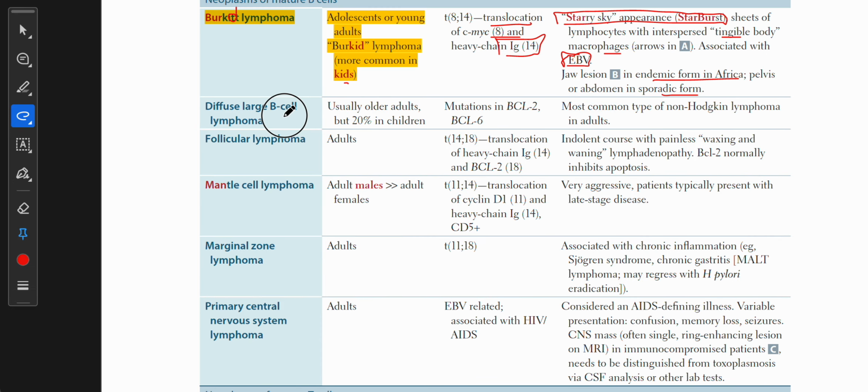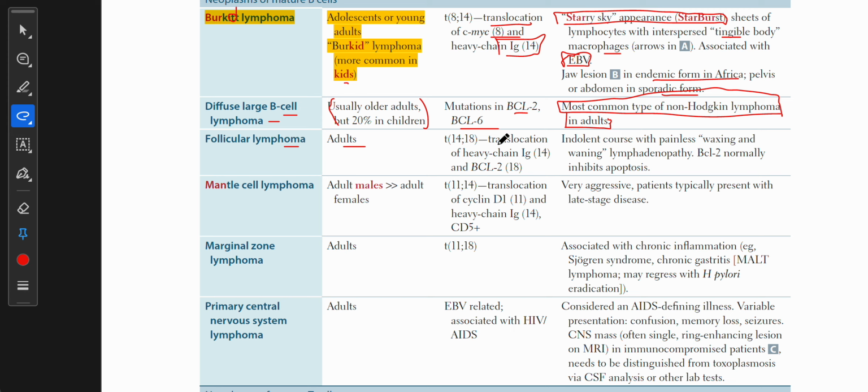Another type is diffuse large B-cell lymphoma. It usually occurs in older adults, but 20% in children. Mutations of BCL2 and BCL6 are there. It is the most common type of non-Hodgkin lymphoma in adults. You have to remember this. These are the most common diseases you have to remember, in all cases, not only in WBC disorders, but in RBC, platelet, plasma cell disorders, in all cases. So the most common type of non-Hodgkin lymphoma in adults is diffuse large B-cell lymphoma. Remember this.